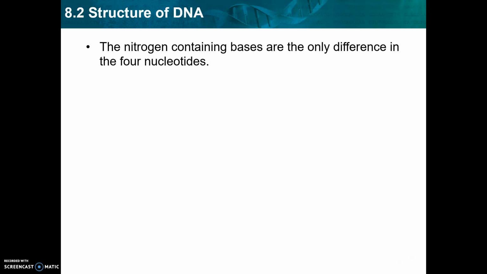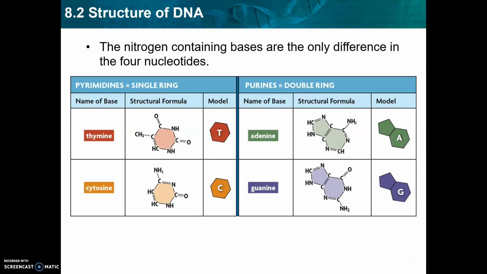Now, the difference between the nucleotides that make up DNA comes from those nitrogenous bases. There are four different kinds of nitrogenous bases in DNA. They are thymine, cytosine, adenine, and guanine, abbreviated T, C, A, and G.